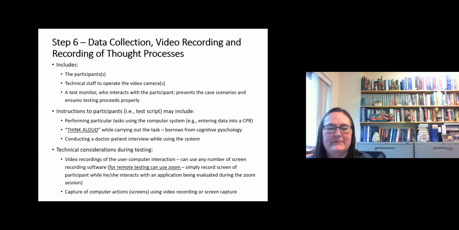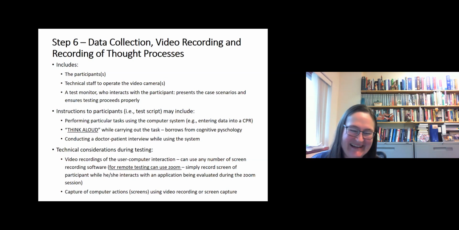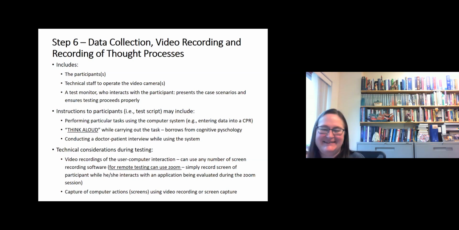And step 6, we also have to consider what kind of data collection or video recording equipment. I think quite a few people actually have mentioned this already, but there are different types of video recording equipment that can be used, screen recording software. So it's something that's really important to identify and then try out before you actually have your usability testing. And the reason why is you want to make sure that you've figured out the process and worked out any potential bugs in terms of being able to record what's going on.